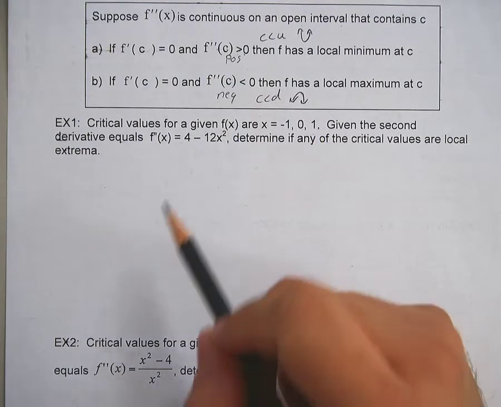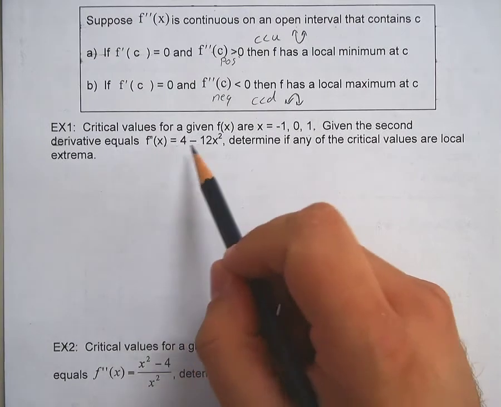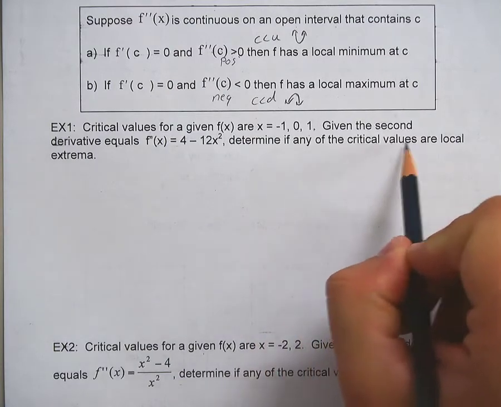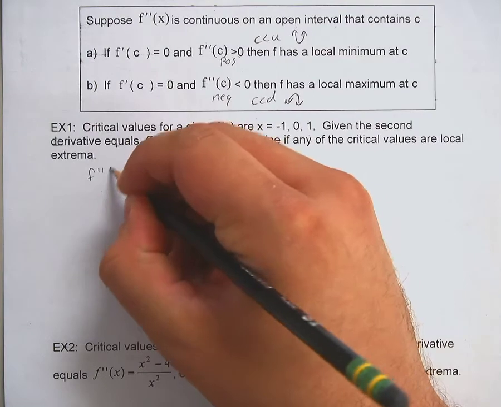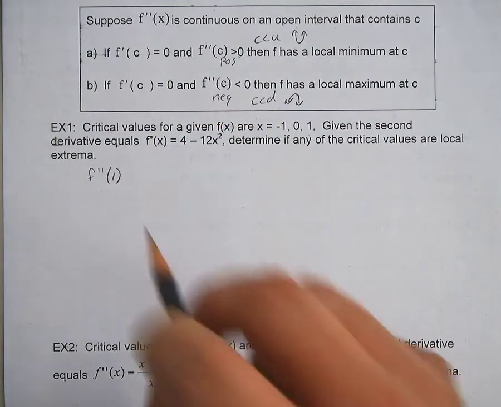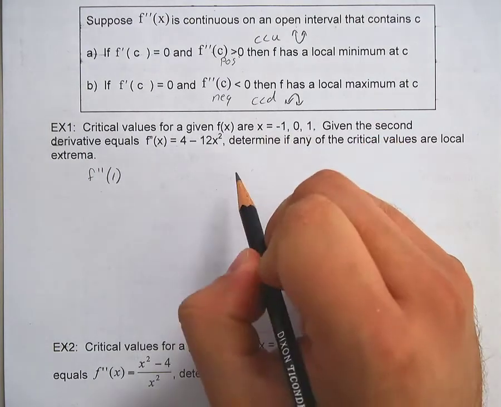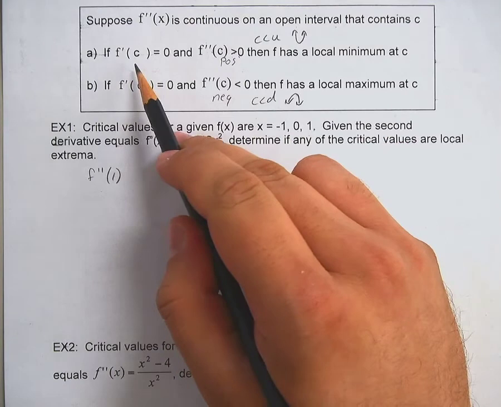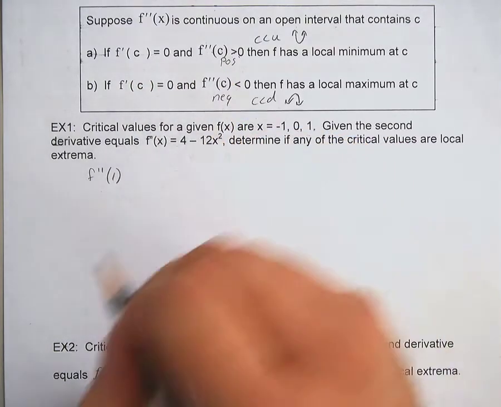Given the second derivative is, oh, they've already done the hard part for us. They've got the second derivative here: 4 minus 12x squared. Determine if any critical values are local extrema. So this is relatively straightforward. All I'm going to do is plug this value into my second derivative. This is where the first derivative is 0. I'm going to plug it in and see if it's positive or negative.